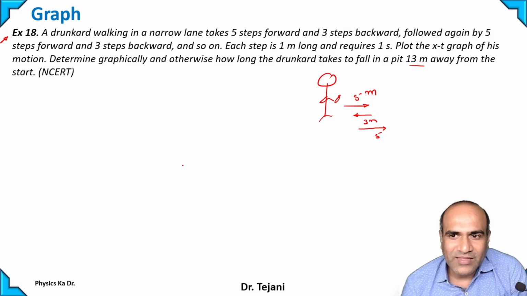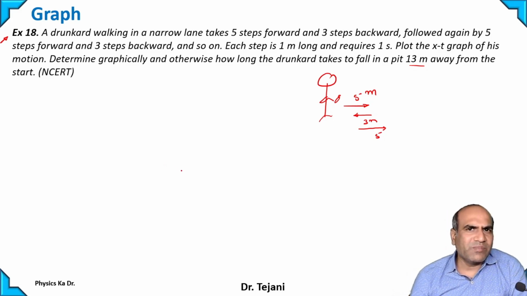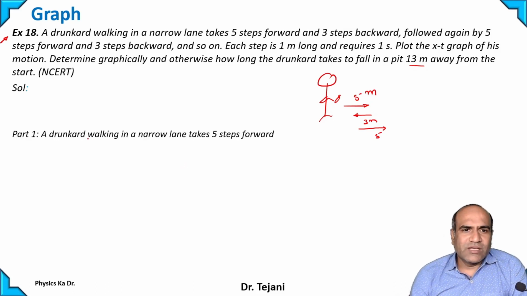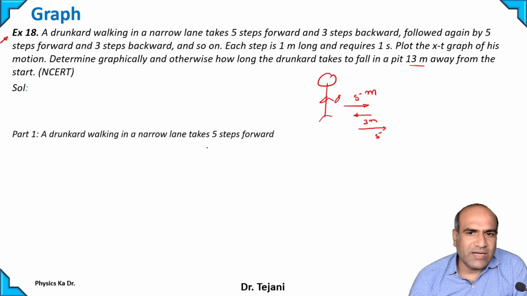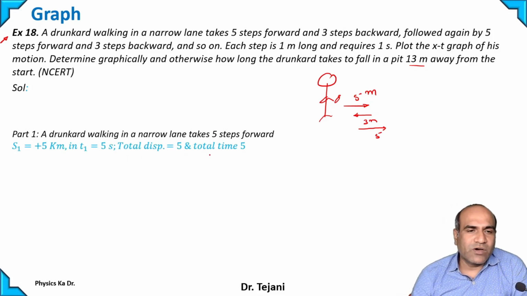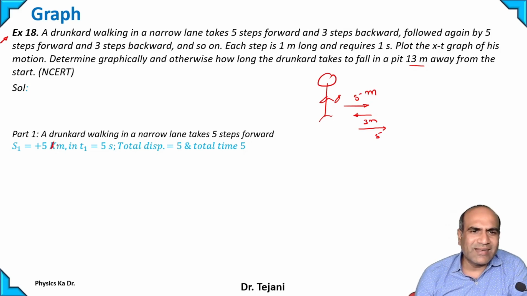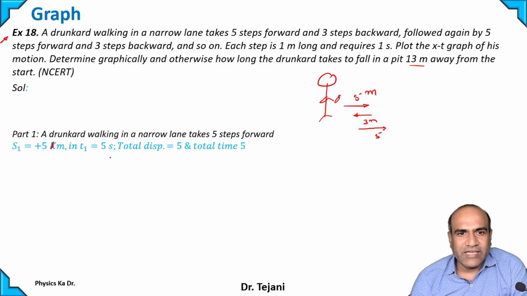Wow, great! And for 1 meter step, he needs 1 second. So see, this drunk walking in a narrow lane takes 5 steps forward. So we can say S1 for the first step, 5 meters traveled, not kilometers. So in T1, 5 seconds. For 1 meter it is taking 1 second, so for 5 meters he is taking 5 seconds.